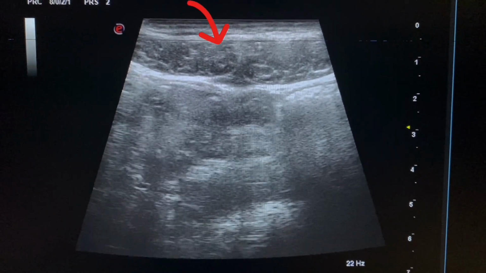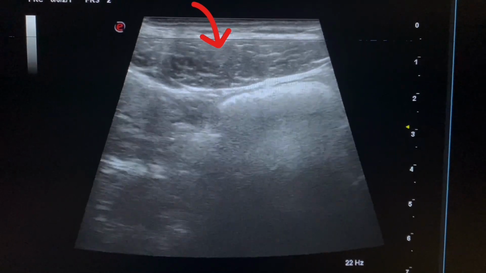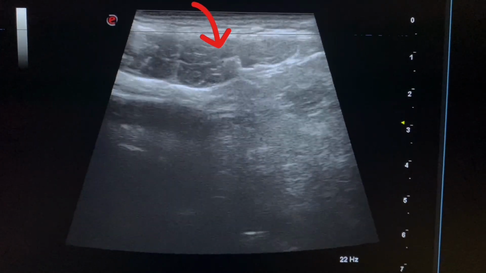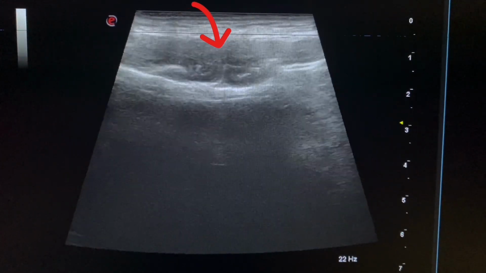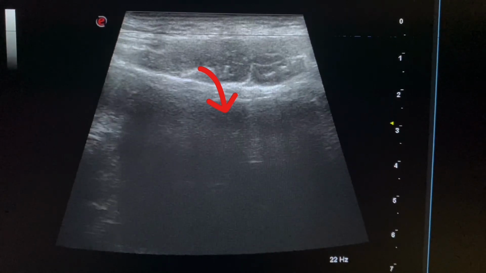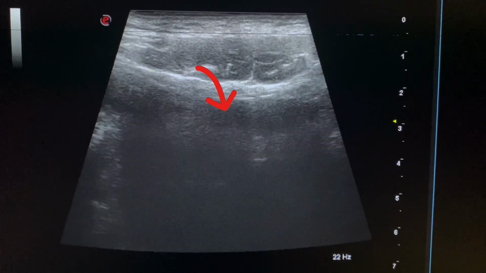Now we start scanning the pelvis of a young male by using a linear probe, placing it in transverse position at the suprapubic area. Here we see the urinary bladder. The urinary bladder is almost filled.